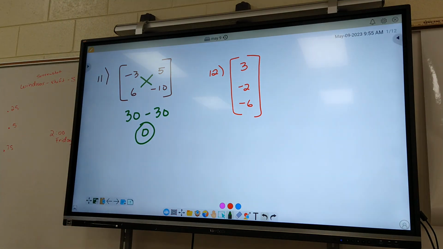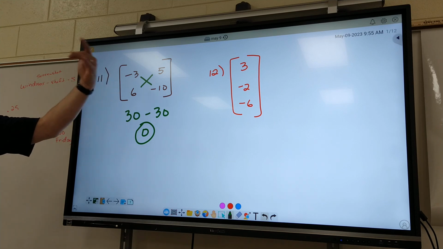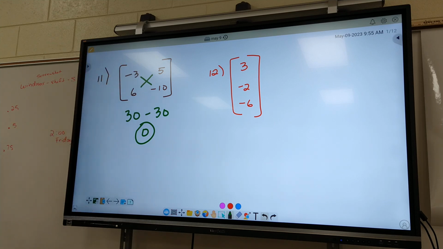Why does it say yes or no? Because if it's no, we'll just write does not exist. For example, why can't we do number 12? If you're going to cross multiply, it's got to be a square. That's not a square. You cannot do that one. Does not exist for that determinant.